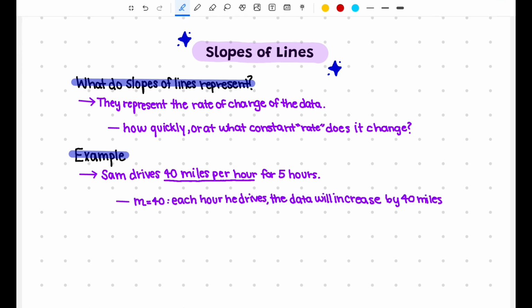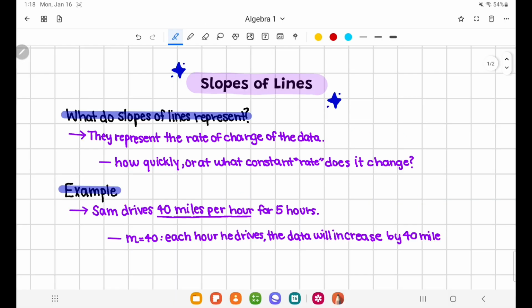We usually use m as the variable for slope. So in this case, m is equal to 40 because each hour that Sam drives, the data, basically how many miles he drives, is increasing by 40 miles. Now let's graph this situation.